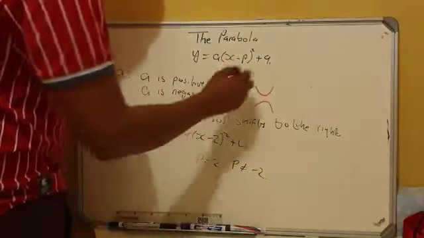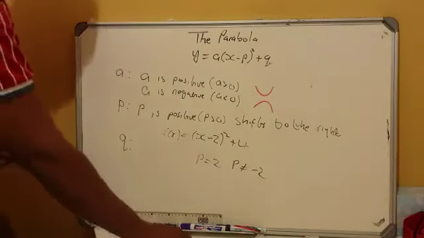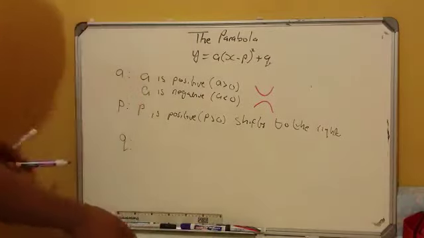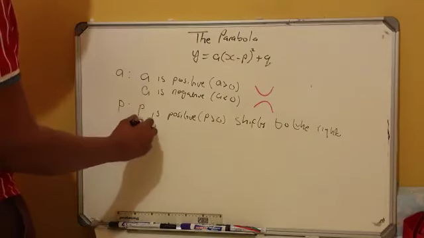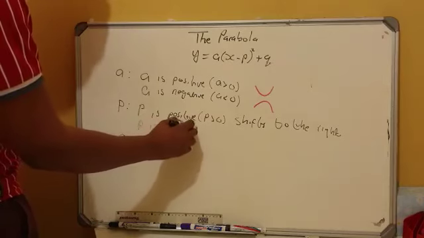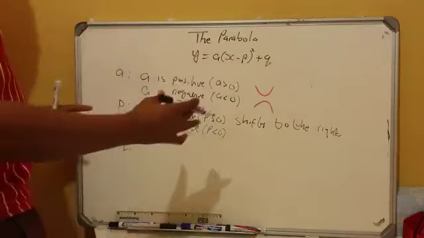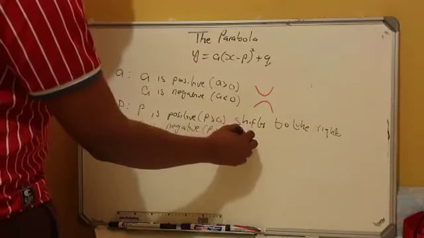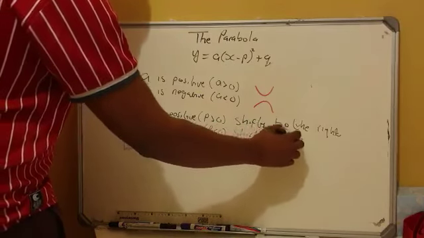So now we know, you don't have to cram this at all. When p is positive, the graph shifts to the right. And when p is negative, meaning p less than 0, like I showed you, when it is x plus 2, then it will shift to the left.